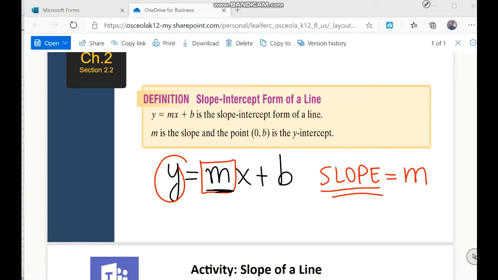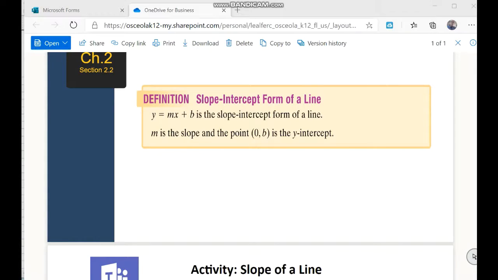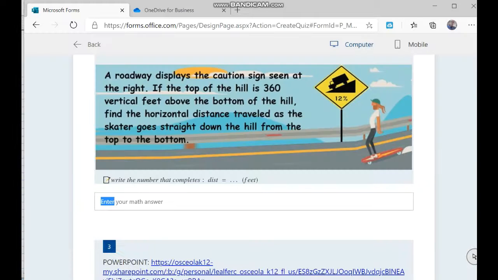And that's it. Now we are ready to answer the questions from our quiz today. Let's try to solve the bell work first, and then you go to our quiz, okay? Maybe with all these things that we learned about slope, we're going to be able to solve our bell work.